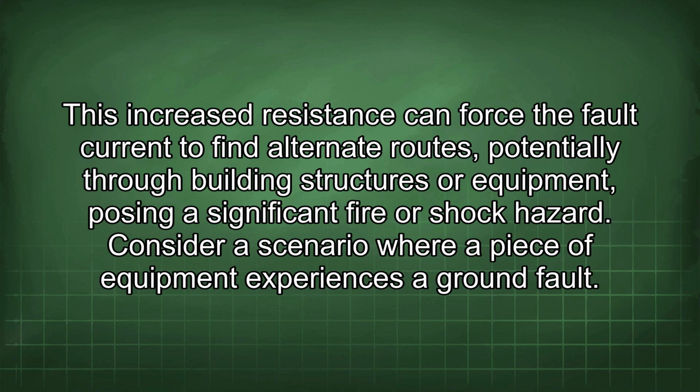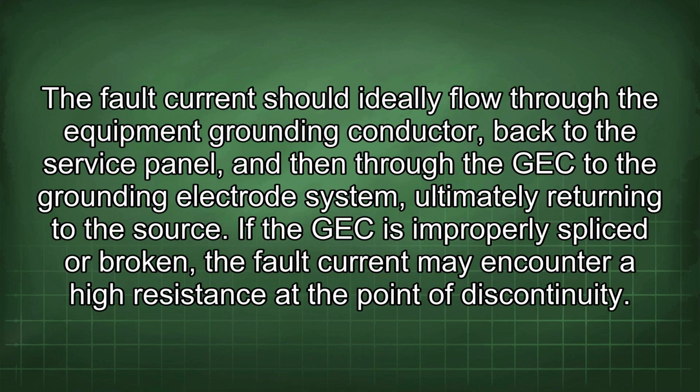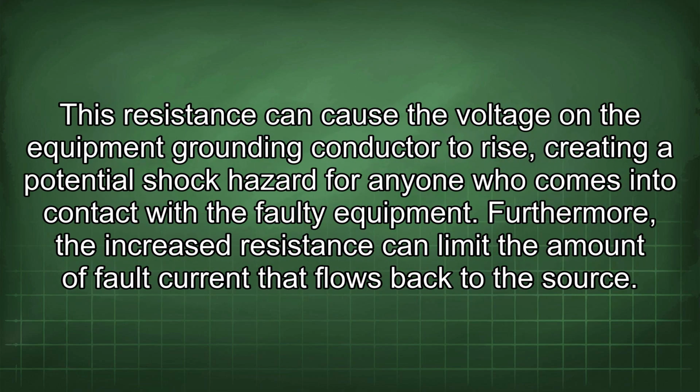Consider a scenario where a piece of equipment experiences a ground fault. The fault current should ideally flow through the equipment grounding conductor, back to the service panel, and then through the GEC to the grounding electrode system, ultimately returning to the source. If the GEC is improperly spliced or broken, the fault current may encounter a high resistance at the point of discontinuity. This resistance can cause the voltage on the equipment grounding conductor to rise, creating a potential shock hazard for anyone who comes into contact with the faulty equipment.